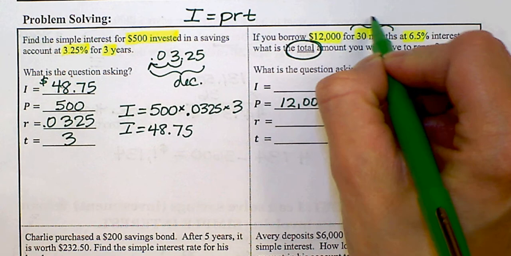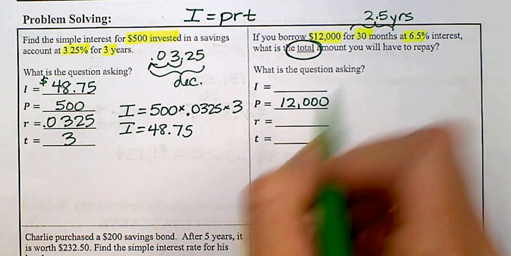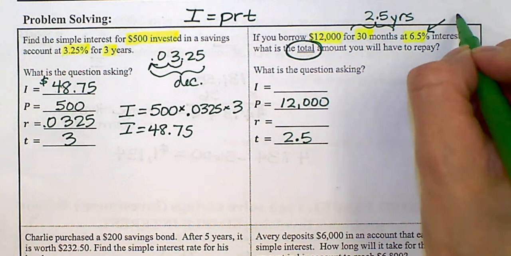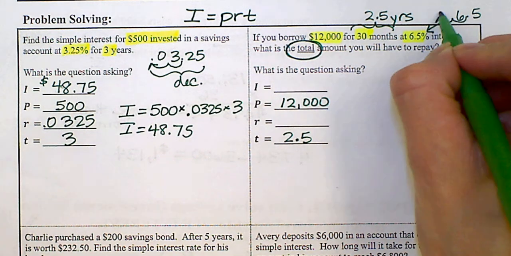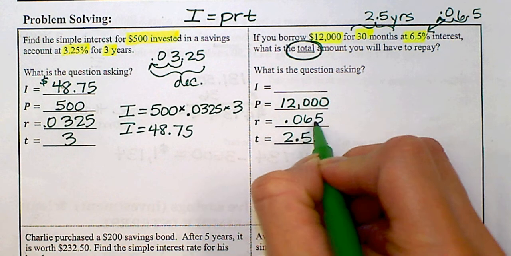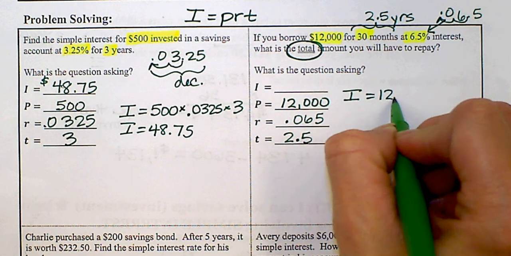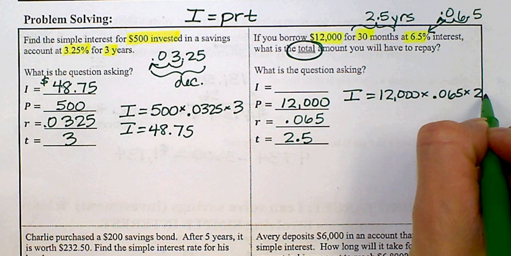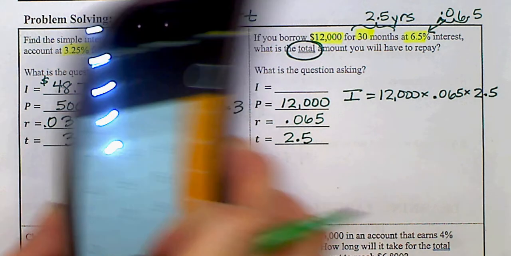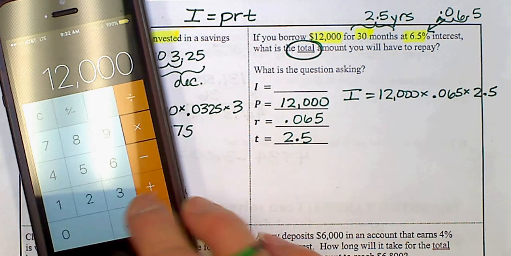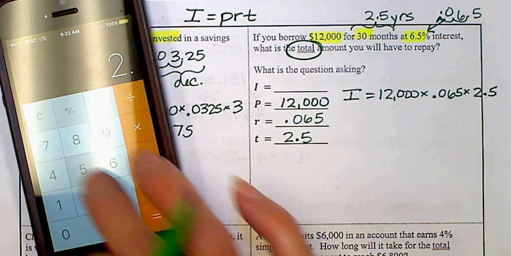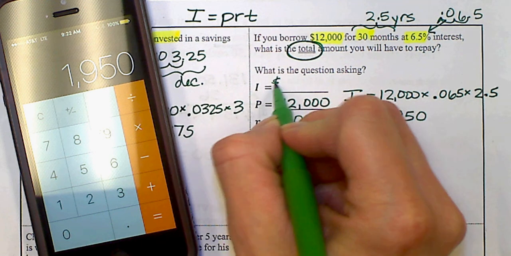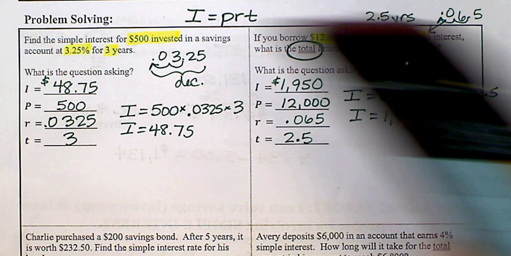So this right here is 2.5 years. So that's going to go down here for time. And our interest rate, remember we need to make this a decimal, so move it back twice, and we get 0.065. So let's set this up. 12,000 times 0.065 times 2.5. Then we're going to type all of that into our calculator. 12,000 times 0.065 times 2.5. So I is $1,950. So your interest you're paying is $1,950.